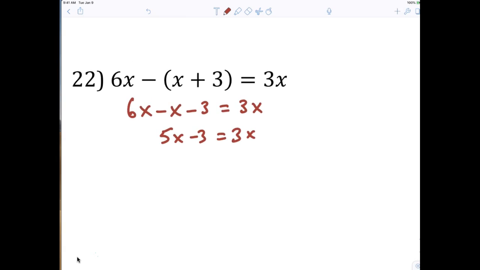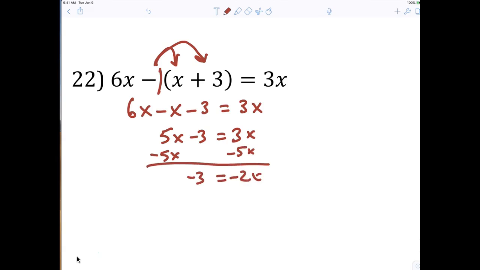Good question. It's like a negative 1. Do you agree? So this times this, and this times this. All right? Everybody happy with that? All right. Now, subtract 5x. Divide by negative 2.